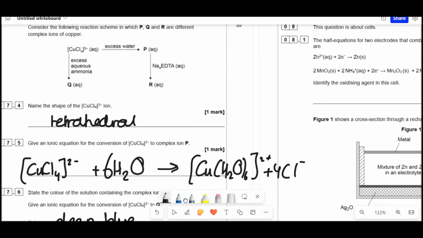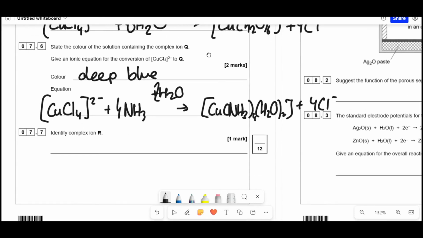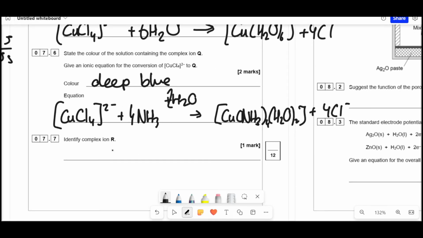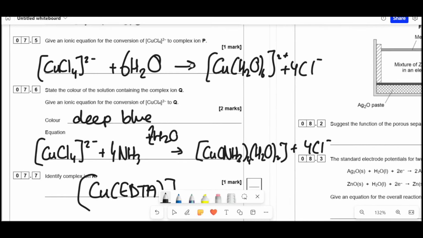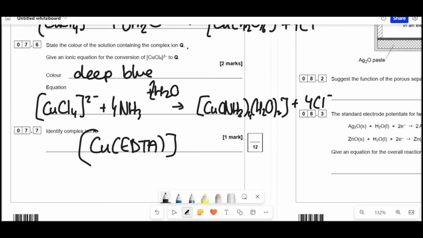Then it says identify the complex ion R. So it's some sort of copper ion with EDTA, so it's got to be CuEDTA like this. And then we've got to figure out if it's got a charge. Well, it tells you that there's Na4EDTA, so each Na is 1+. There's 4 of them, so EDTA has got to be 4-, but the Cu is 2+, so it's got to be 2- overall.